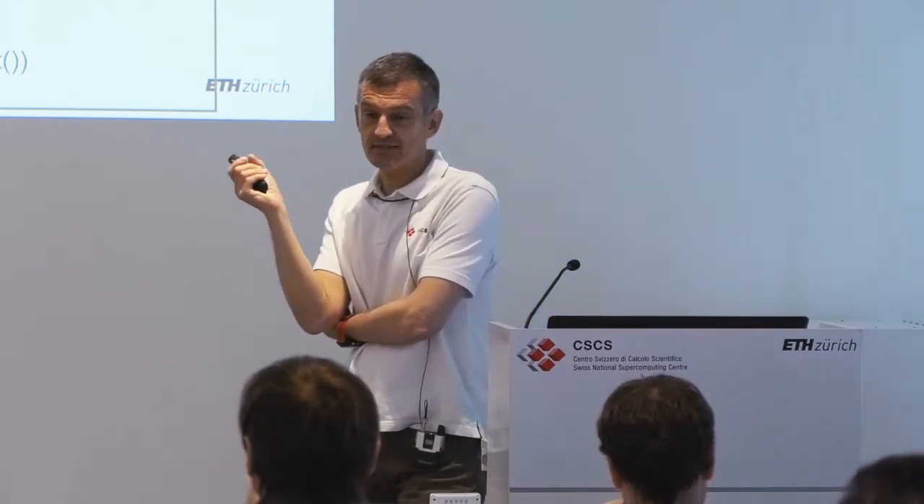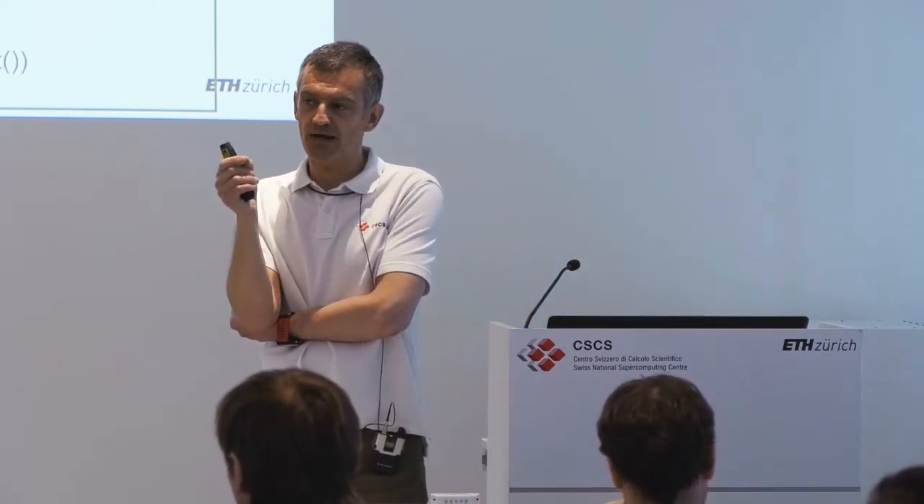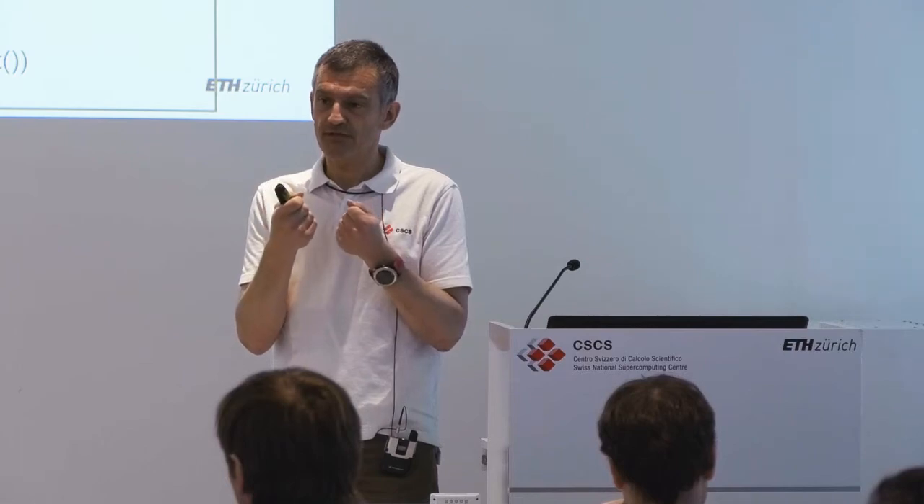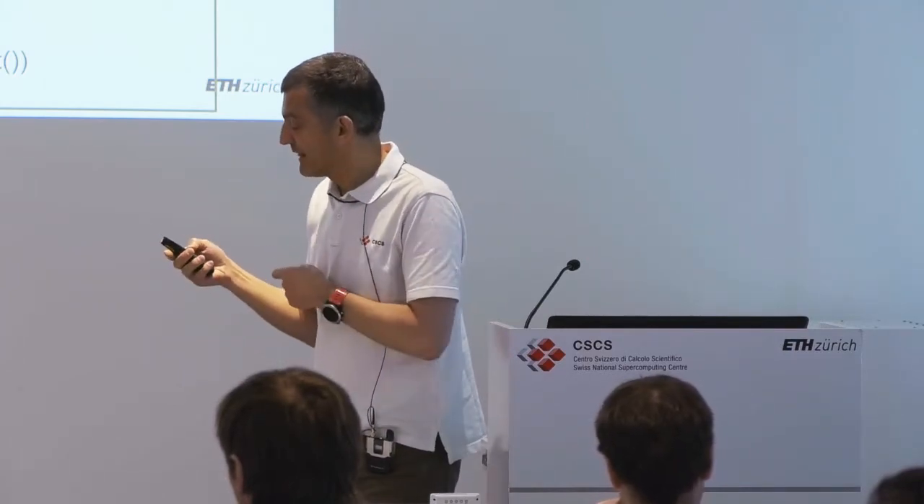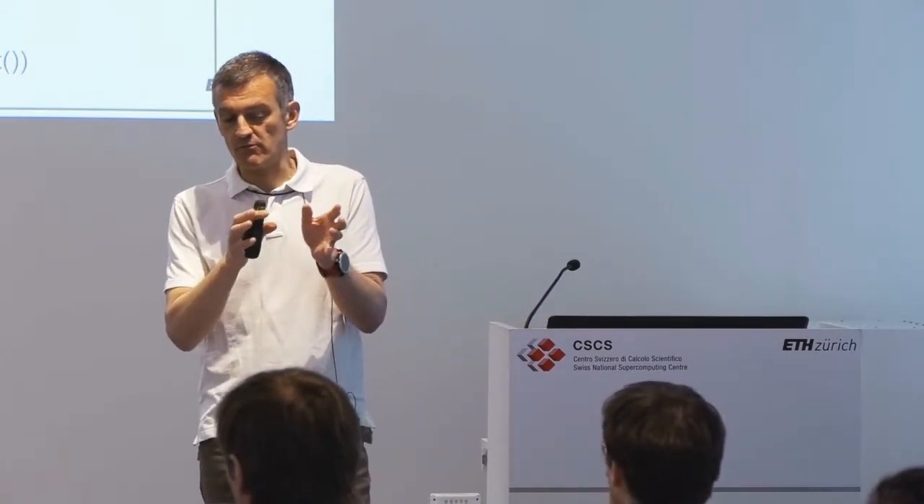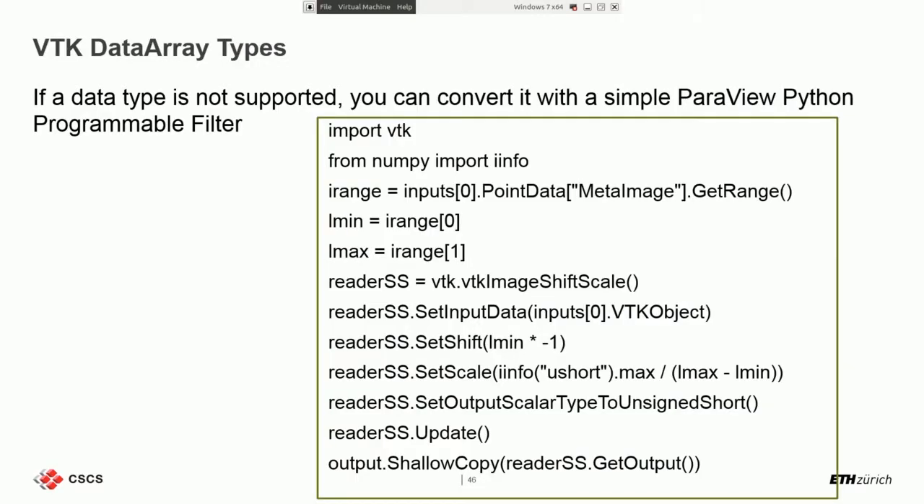You update. This is a way to force the execution of the pipeline. You need to trigger this execution, and once it's done, you copy. This is VTK syntax. You do a shallow copy, which means you only pass the pointers in memory. You don't duplicate data. You pass the output of the shift and scale to output. Output is also a predefined name, so the input to the programmable filter by default is called inputs. The output by default is called output, so it's a predefined name you don't need to worry about.